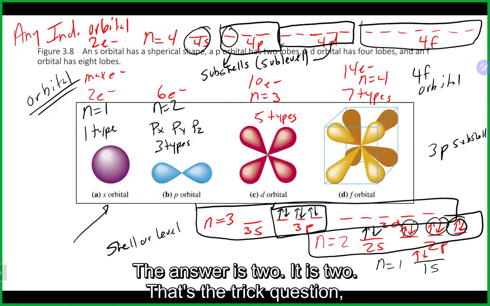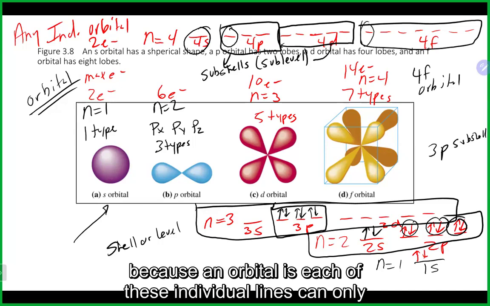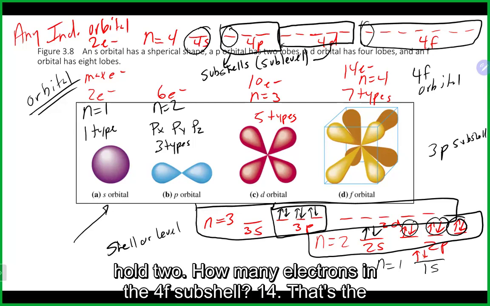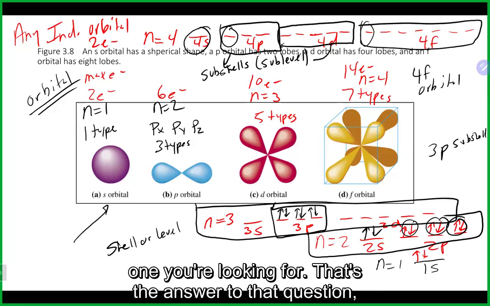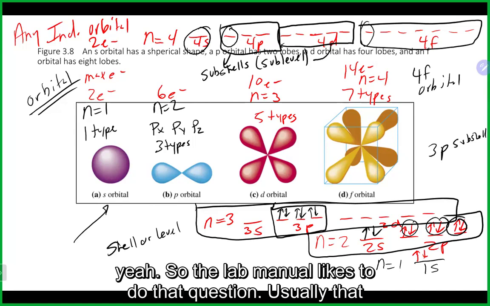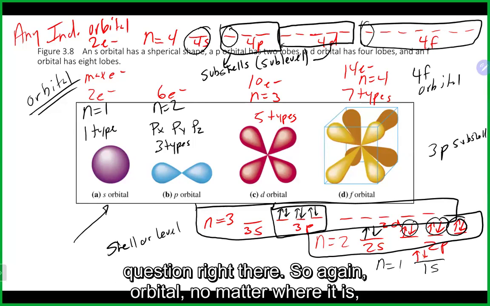The answer is 2. That's the trick question, because an orbital is each of these individual lines that can only hold 2. How many electrons in the 4f subshell? 14. That's the one you're looking for. The lab manual likes to ask that question.